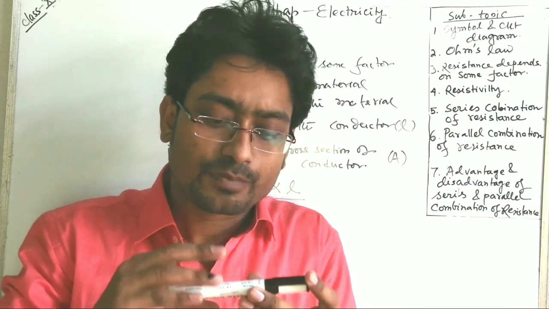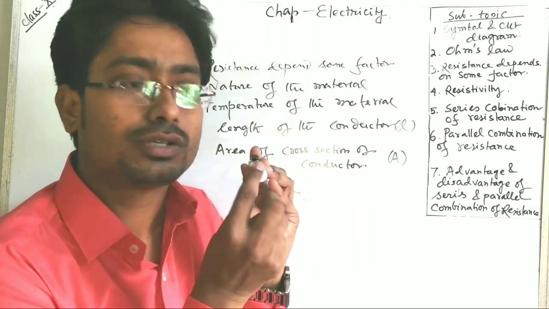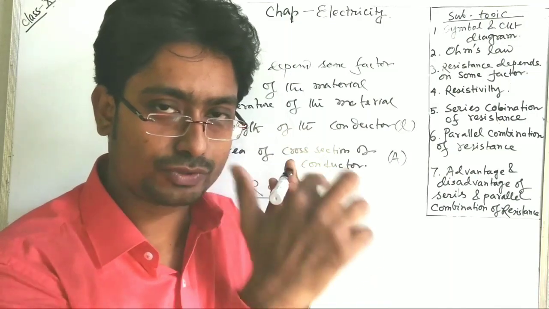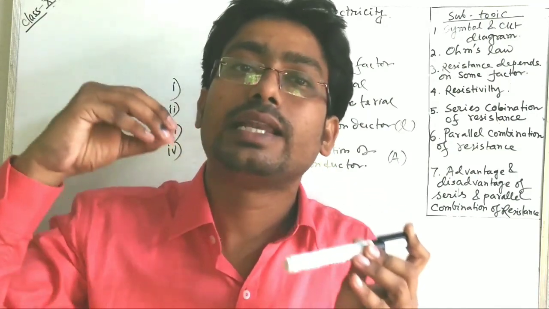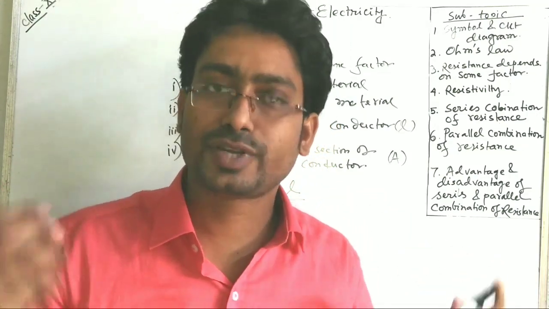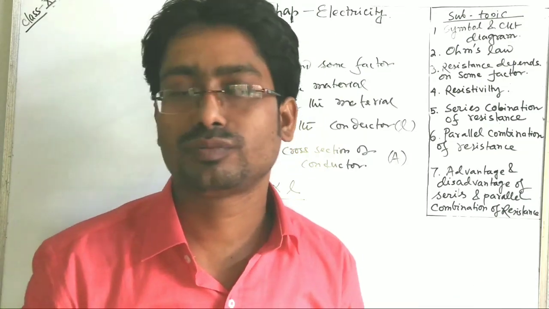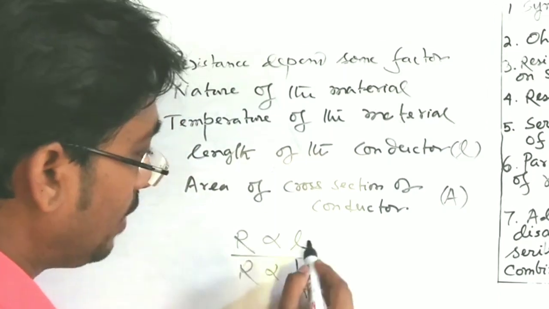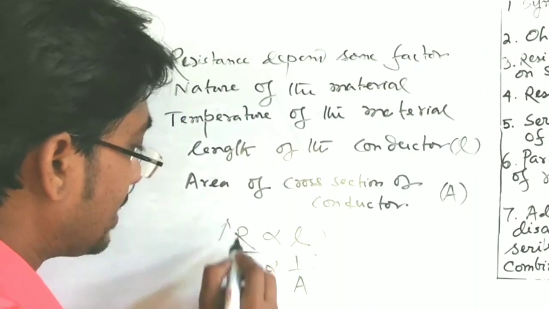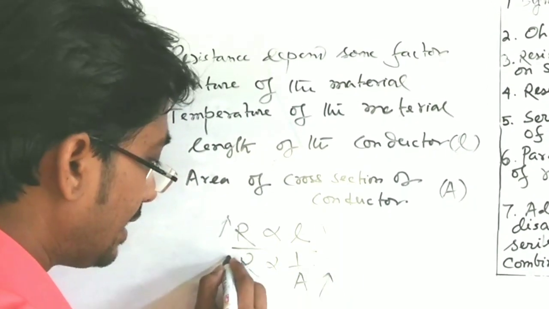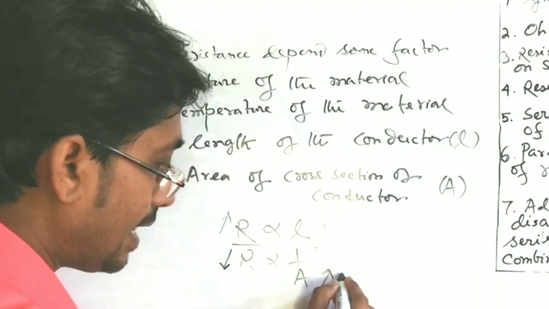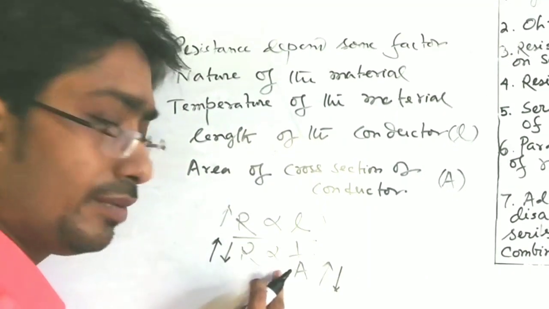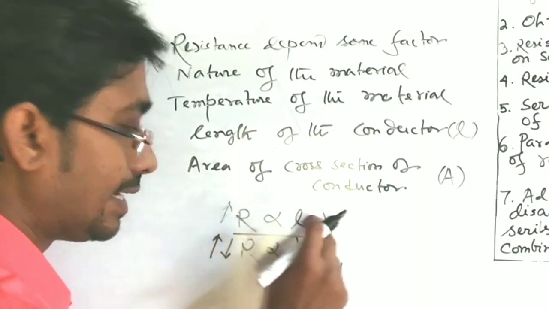But if the area of cross section, this is the area of cross section, is thick or thin, suppose it's a thick conductor, then there will be less chance of collision, they get space and less chance of collision will be there. Then R varies as 1 by A. So if length increases, resistance increases. If area increases, then resistance decreases. If area decreases, then resistance increases. So this is inversely proportional with area, and directly proportional with length.